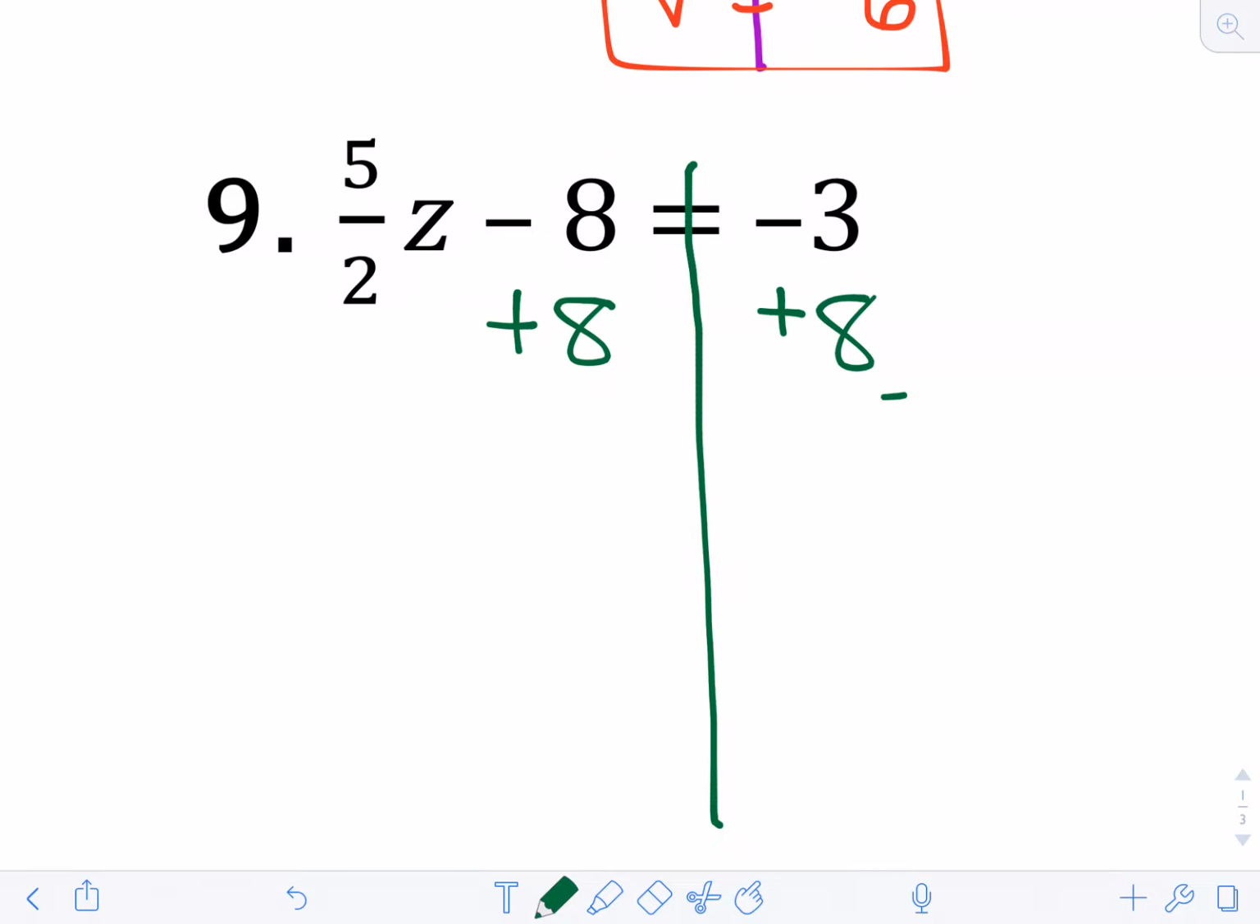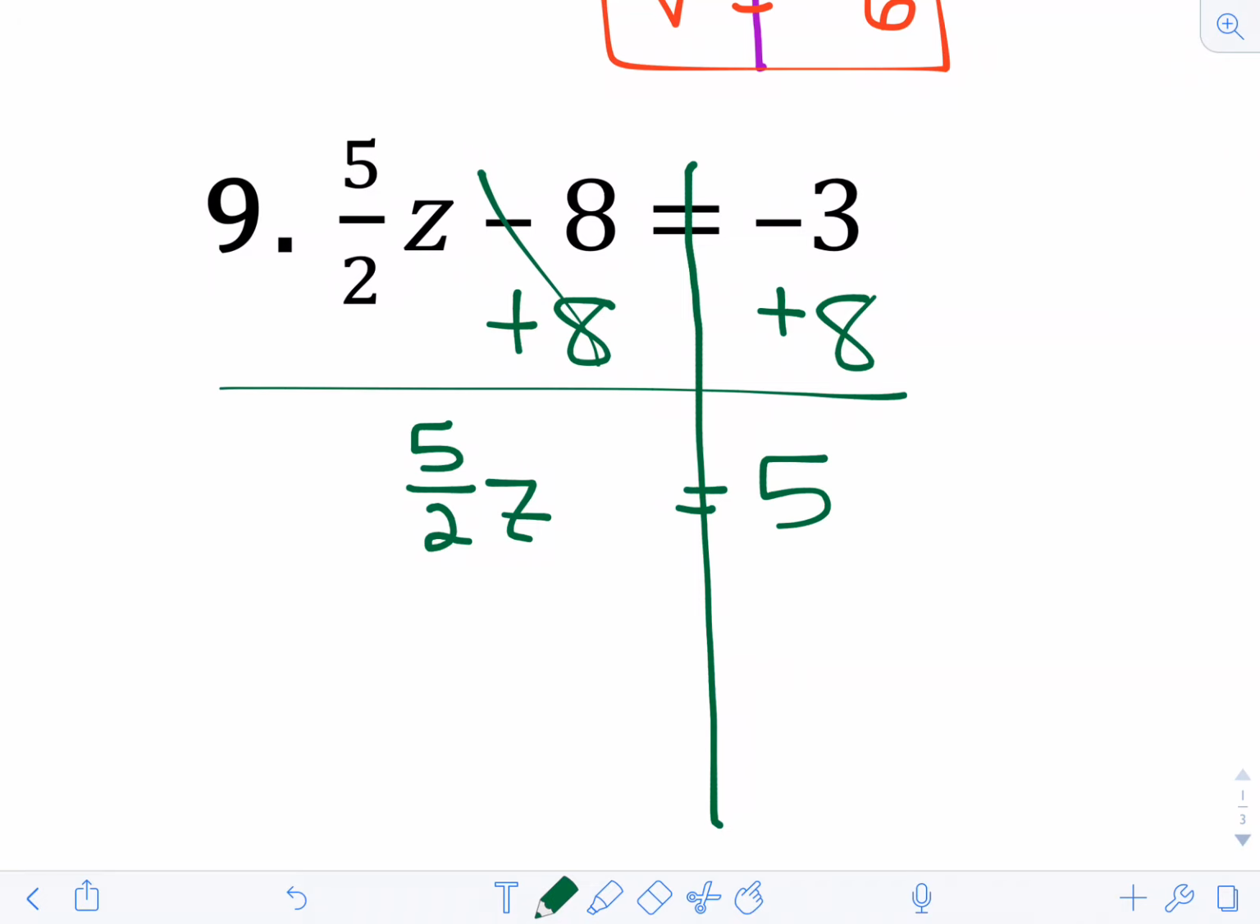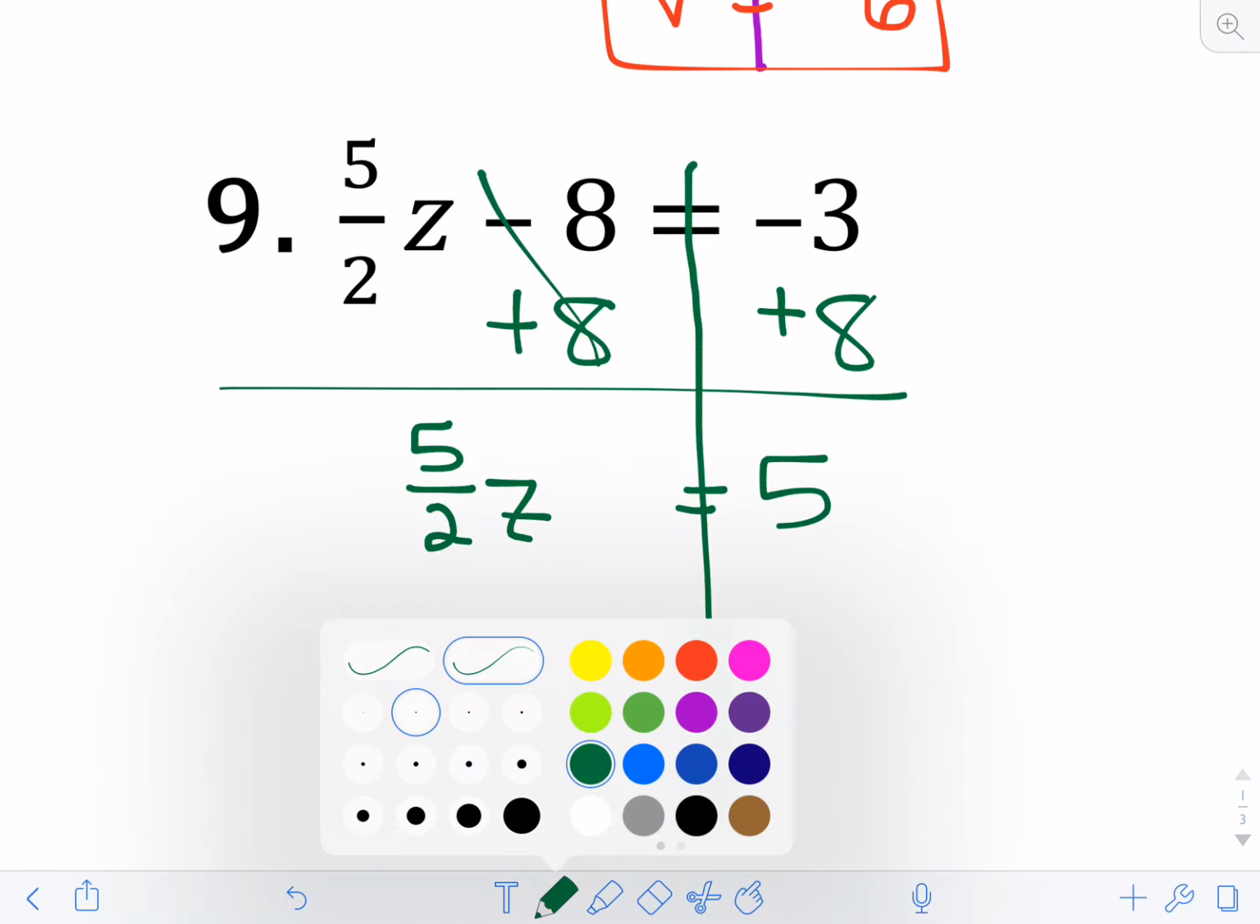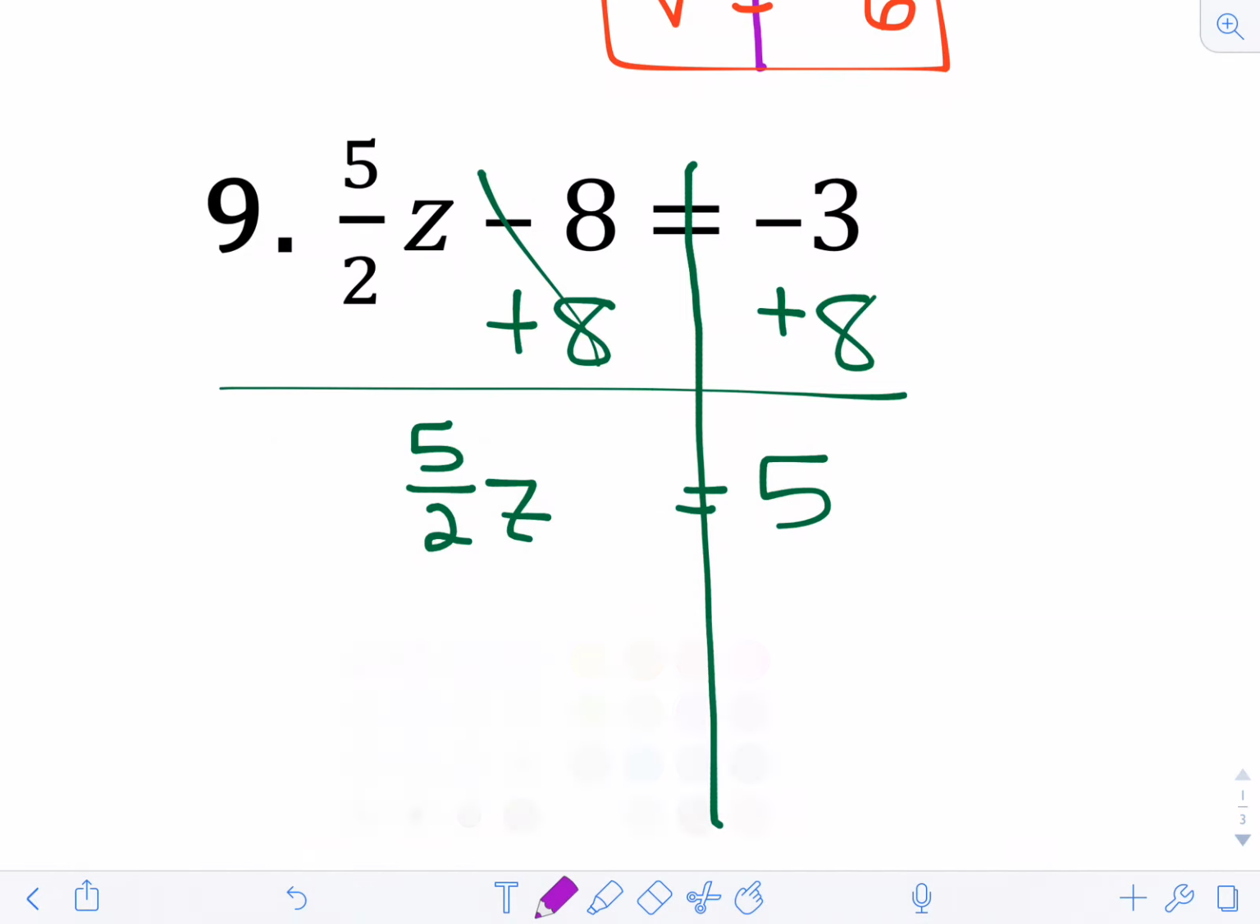Okay, so now what I'm going to do is, this is my 0 pair. So I have 5/2z is equal to, now on this other side, I always ask myself, who has more points, the negatives or the positives? Positives have more points because there's 8 of them, and they are up by 5. So that's a positive 5. The last thing that I need to do is get z by itself, and that's going to be by multiplying by my reciprocal. So 2/5.